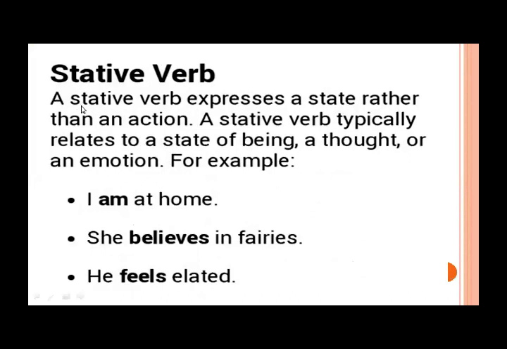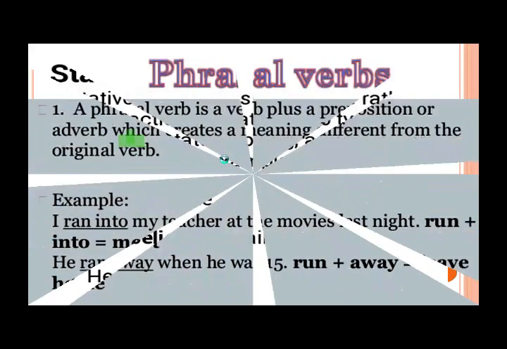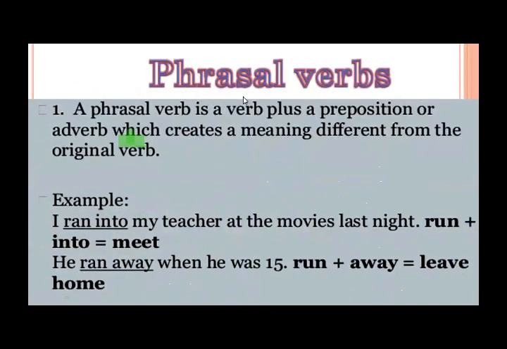Stative verbs. Stative verbs means the verbs which show presence, feelings, emotions, thought. Presence means a state of being, like I am at home. Am is a stative verb. She believes. This is not an action verb. This is a mental activity. He feels. Again, this is something about feelings. So these are stative verbs. Okay, this is just a revision, so that's why I'm just giving you basic ideas.